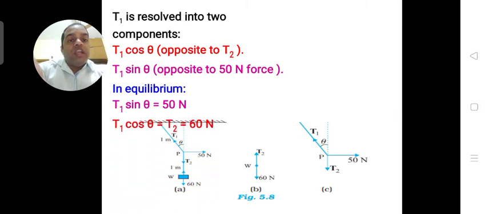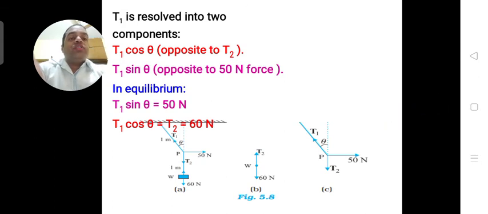Similarly, T1 cos theta is upwards and T2 is downwards. As the system is in equilibrium, T1 cos theta is equal to T2, and from picture B we can say T2 is in the upward direction and 60 Newton is in the downward direction. In equilibrium, T2 is equal to 60 Newton. So we can write T1 cos theta is equal to T2 is equal to 60 Newton.